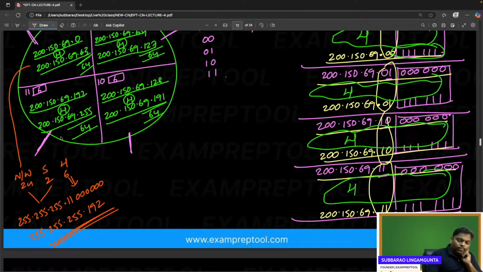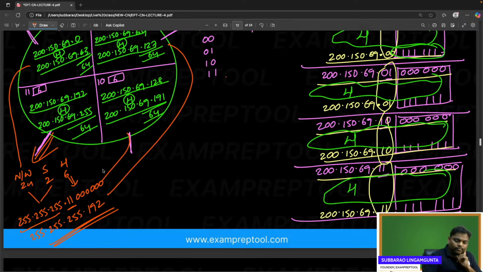Here also same. In this also, network part is 24, subnet part is 2. So network part and subnet part are all ones, and host part is all zeros. This is also the same subnet mask. For all of them, the subnet mask is the same.